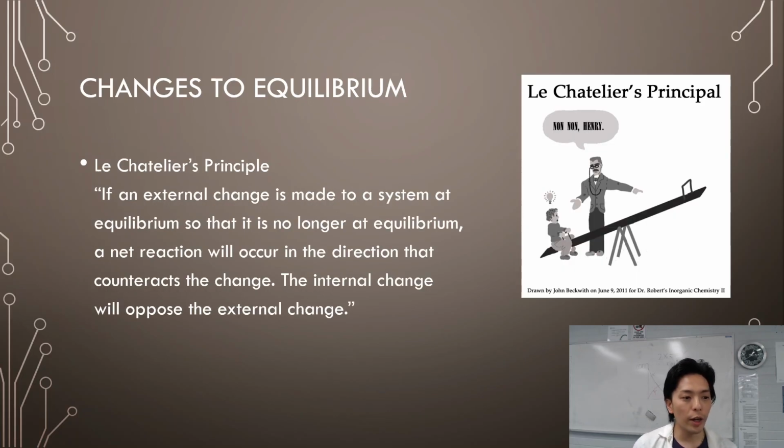On the next slide, it summarizes what Le Chatelier's principle says. It says, if an external change is made to a system at equilibrium, so that it is no longer at equilibrium, a net reaction will occur in the direction that counteracts the change. The internal change will oppose the external change.